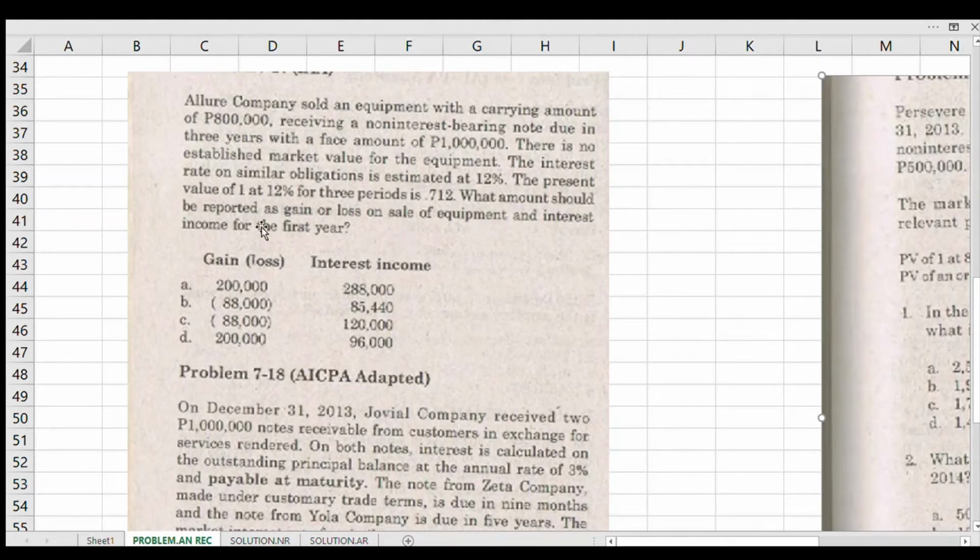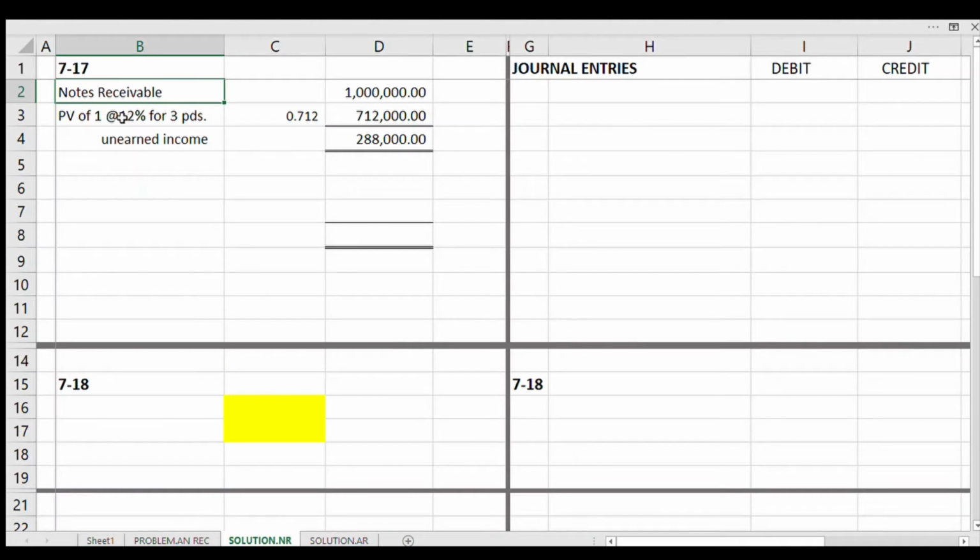So the question is how much is the gain or loss on the sale of equipment and also the interest income for the first year? Kaya as we go back, ang ating naging approach, we establish the face amount of the note receivable, and we just have to multiply it by the present value of 1, which is the 0.712. So the present value of the note is 712,000. Now the difference of 288,000 from the 1 million is considered as the unearned income.